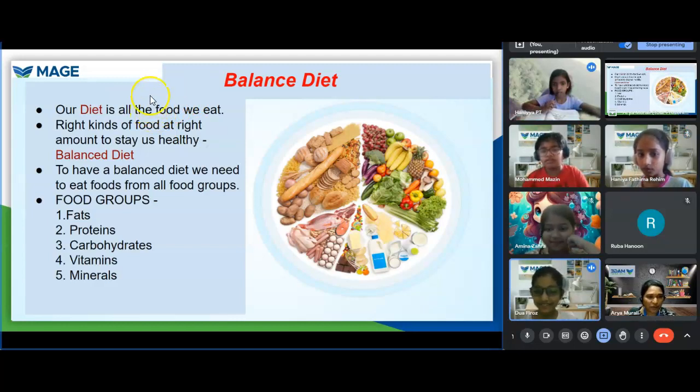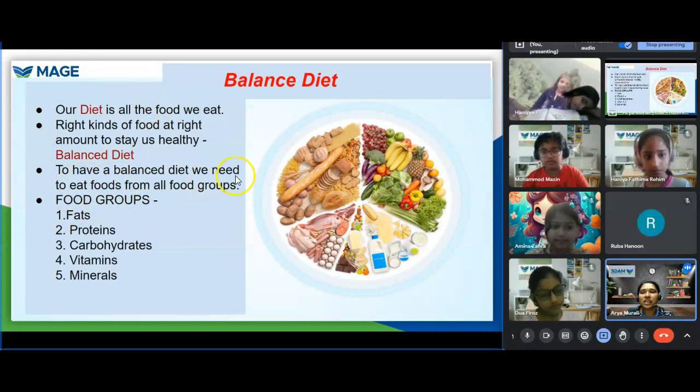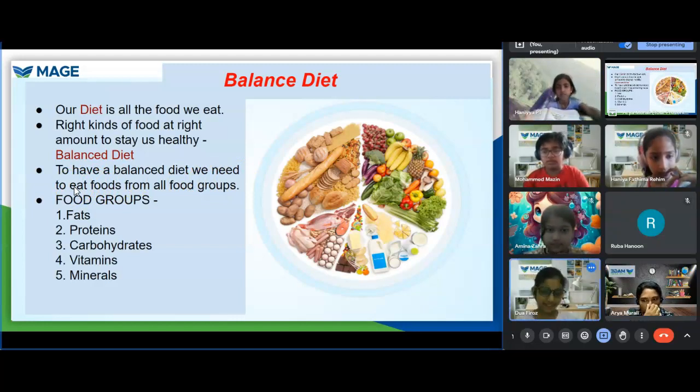Okay. Can I move to the next point? So to have a balanced diet, we need to eat food from all food groups. There are some different food groups. Do you know the food groups?